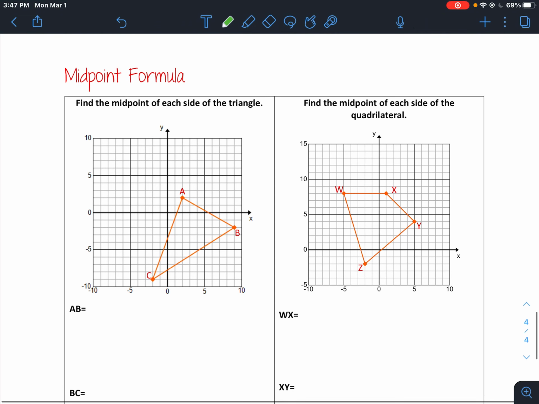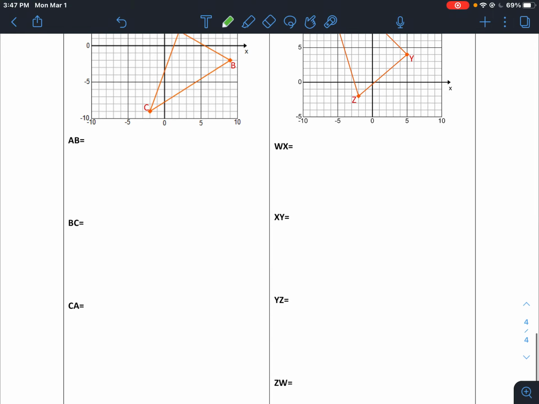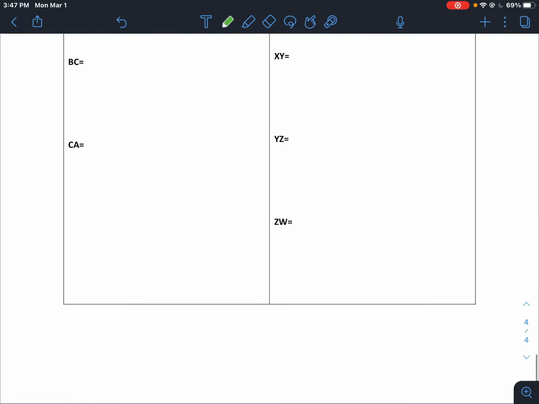You can do the same thing for all of these. Just take it one line segment at a time. And if you have any questions, let me know.